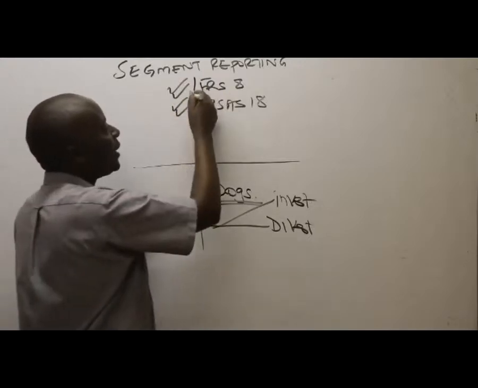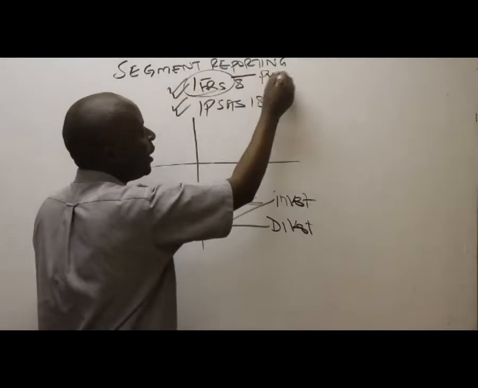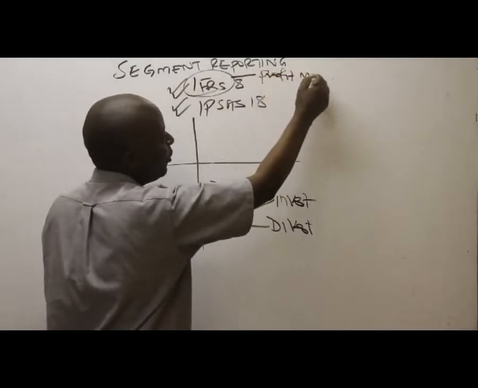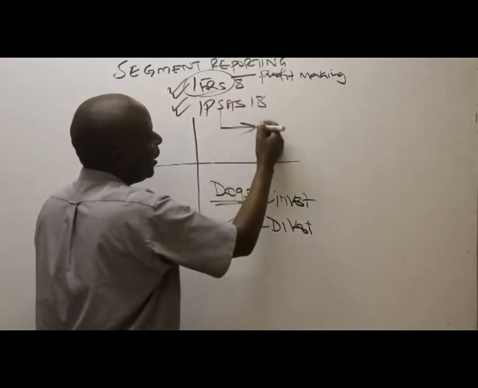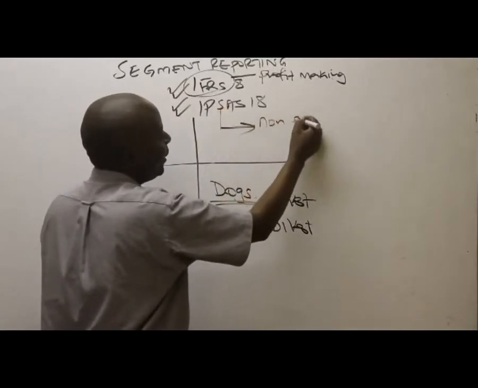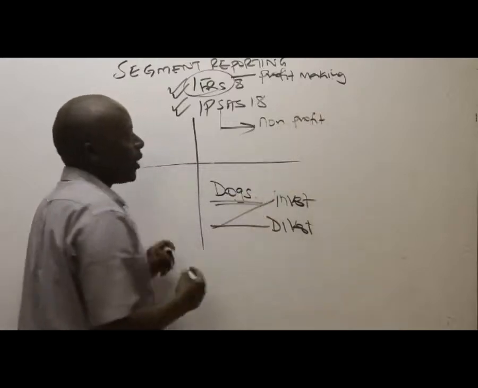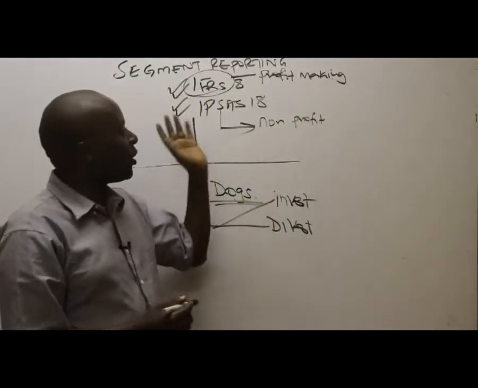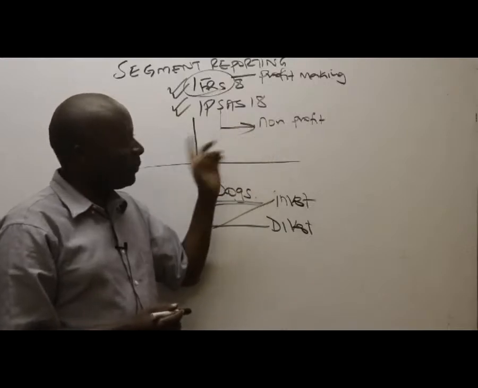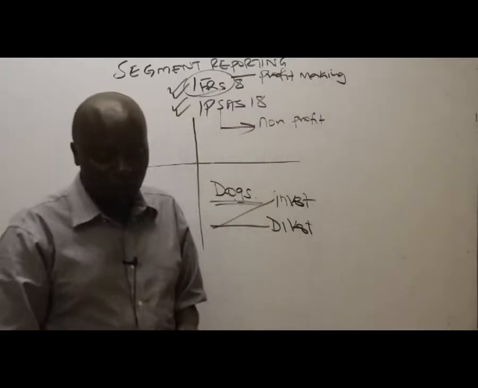Remember, IFRS are for profit-making organizations. IPSAS are basically for the public sector, in this case non-profit organizations. So when you talk of segmental reporting, we are looking at IFRS 8 and we are looking at IPSAS 18. Very, very important for us to know this.